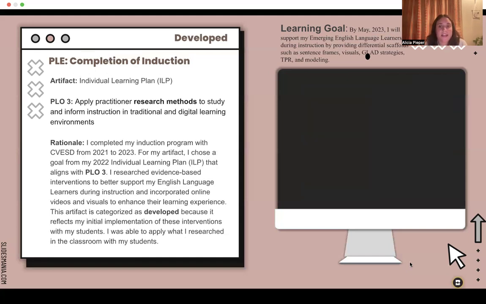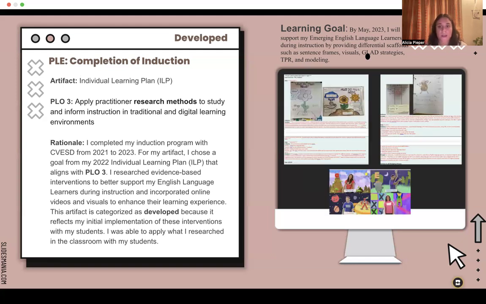The next one again is my ILP. I chose a different goal to help satisfy PLO 3. The goal that I was working on was that I will support my emerging English language learners during instruction by providing differentiated scaffolds such as sentence frames, visuals, GLAD strategies, TPR, and modeling.